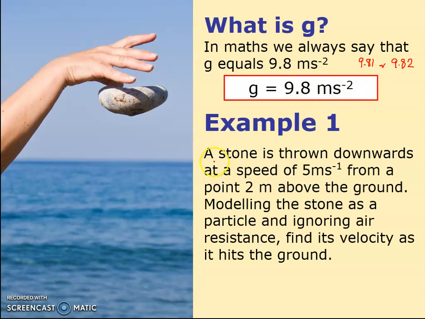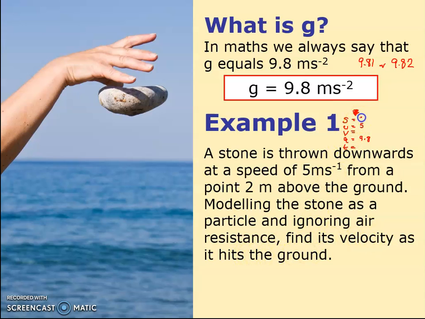Example one: a stone is thrown downwards with a speed of 5. Okay then, this is the way I think about it. If it was me, I tend to write SUVAT out like this, and each one of those is possibly something I have. So I know it's thrown down at a speed of 5, so that's my u, my initial velocity. From a point 2 meters above the ground, modeling the stone as a particle and ignoring air resistance. That means it's falling with an acceleration of 9.8. Find the velocity when it hits the ground.